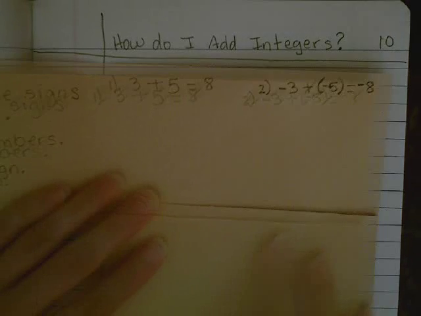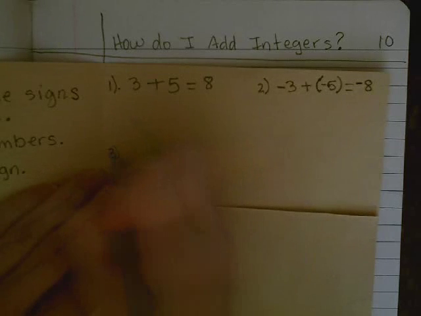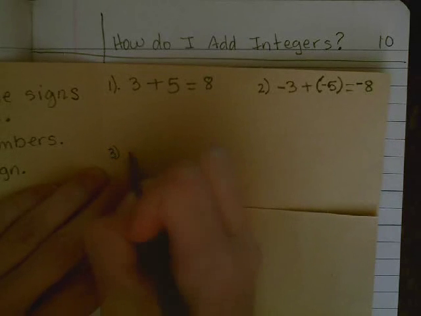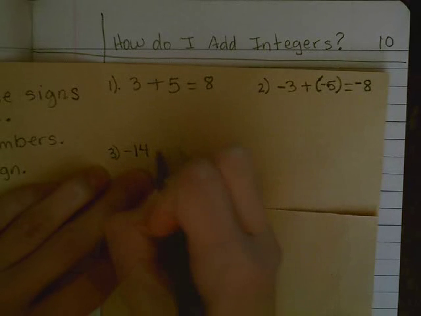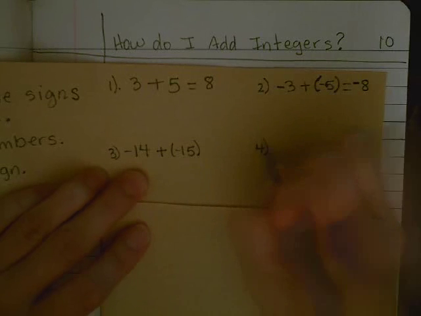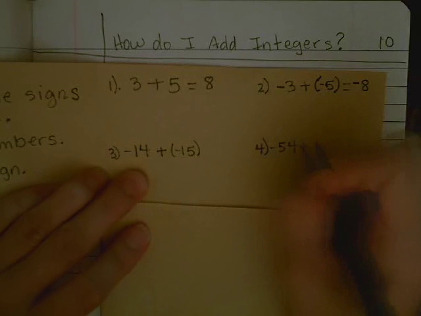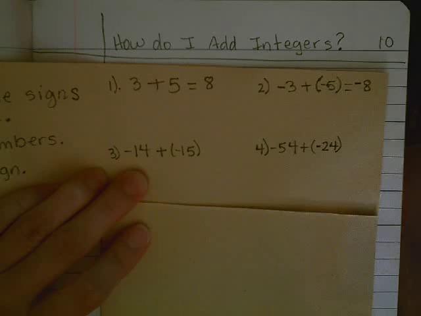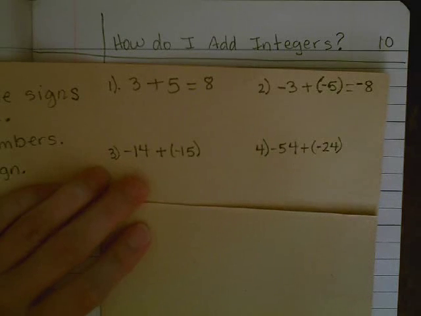So let's have you guys work out some problems on your own. Look at negative 14 combined with the negative 15 for one problem, and the next one, negative 54 combined with negative 24. Let's see what you guys get. Let me give you guys a little bit of time to get that done.